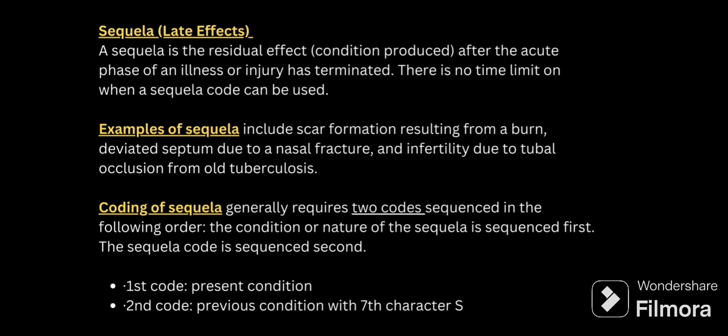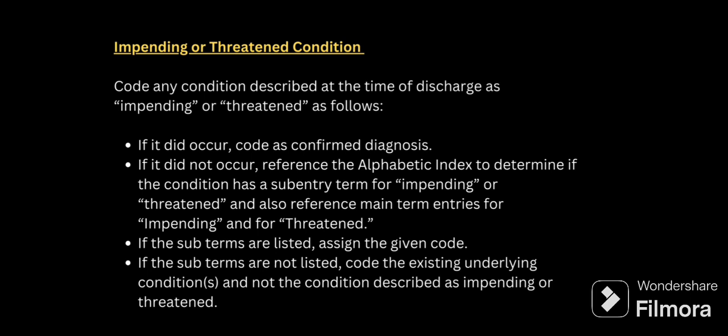Next is sequela. For coding sequela, we have to give two codes. That is, first code for the present condition and second for the previous condition which is responsible for causing the present condition, with seventh character S. In this way, we will be coding sequela.